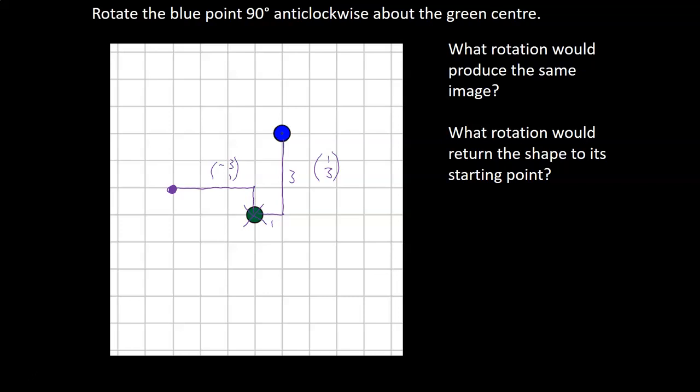If I wanted to produce the same dot with a different rotation, I could go clockwise instead. But instead of going 90 degrees, which would take me to here, I would go 270 degrees clockwise. If I wanted to end up where I started, I could rotate by 0 degrees or 360, or any multiple of 360.